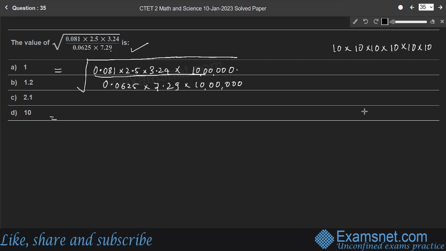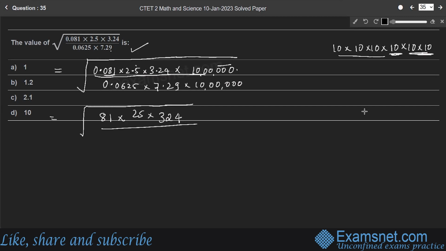So in the numerator part, to remove the decimal point, after the decimal point we have 3 places. Take 3 tens, out of 6 tens. It becomes 81 into 2.5. To remove the decimal point, take 1 ten, so it becomes 25. Lastly, we have 2 tens, so we can remove the decimal point in 3.24. It becomes 324 divided by.